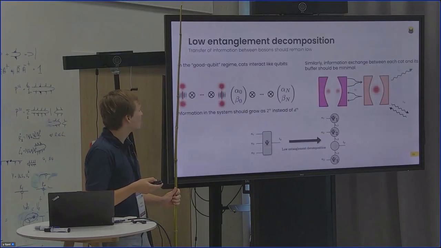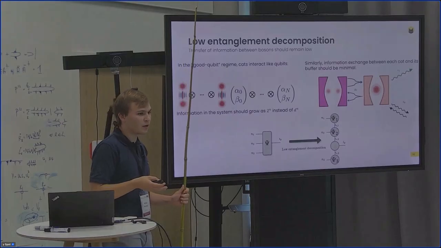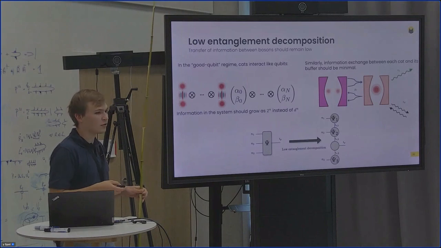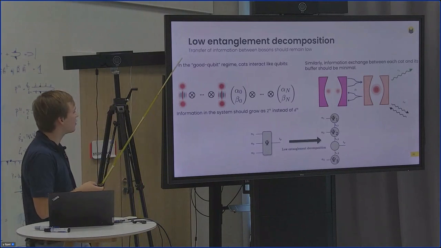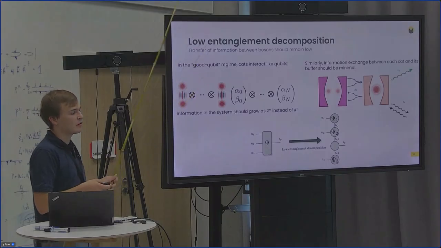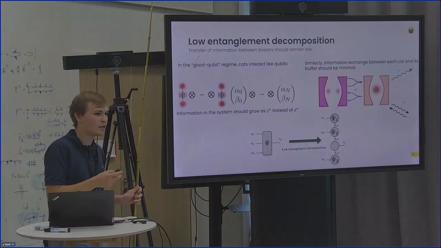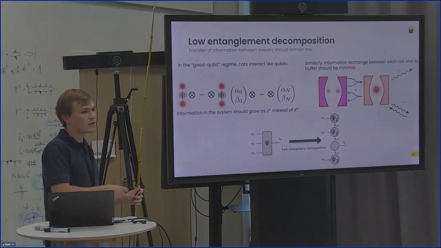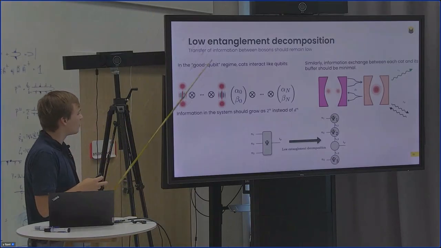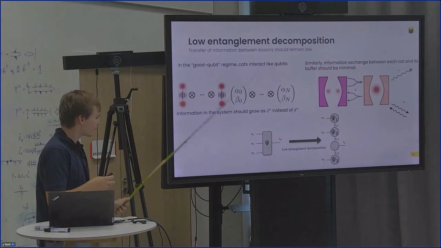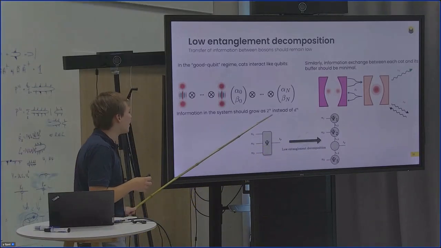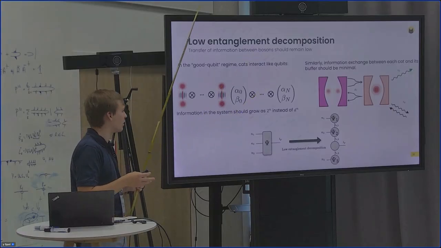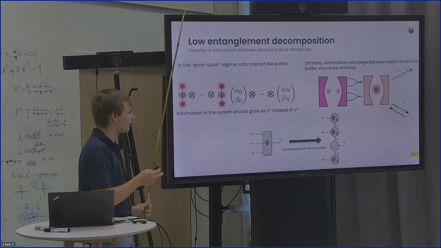The second hypothesis, which is the basis of MPS, matrix product states, is that you suppose that your different bosonic systems won't interact much. For example, if you think about coupling multiple cat qubits together, then the only information that they should exchange between them is the state of the logical qubit, so whether they are in 0 or 1, and not the state of the full Hilbert space. So basically, in your MPS, the information in the system should grow as 2 to the n instead of d to the n. So we just exchange information on whether you are in 0 or 1 for each state.